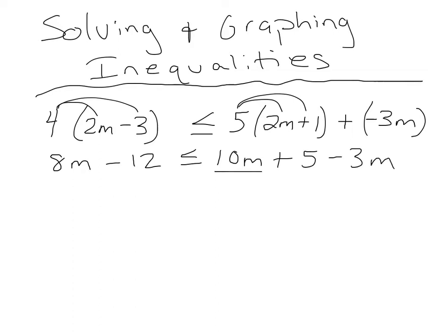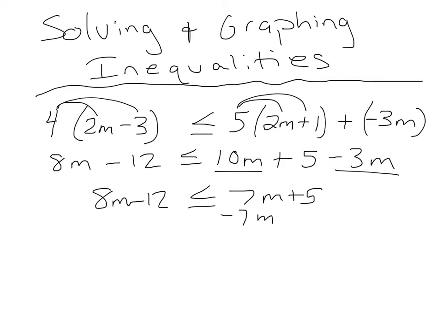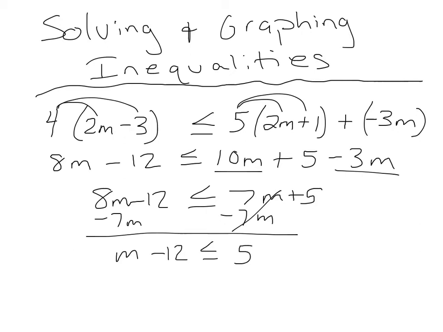Combine like terms if you have them on either side, 7m and 5. And then over here you've got 8m minus 12. Variables on both sides, so let's kill some. Goodbye. And you have just 1m over here. Oh, this one's easier than we thought. And a 5 left over. To get m by itself, let's add 12 on both sides. And now you've got m less than or equal to 17.